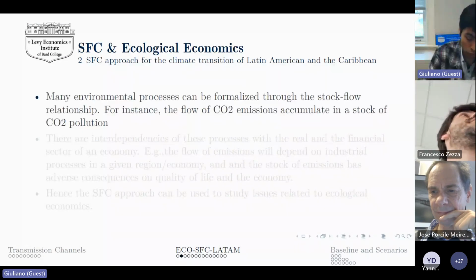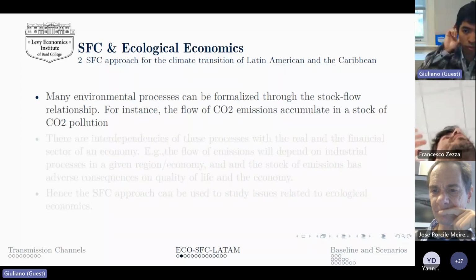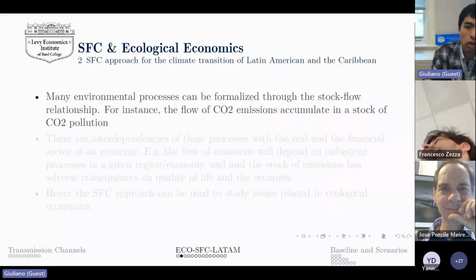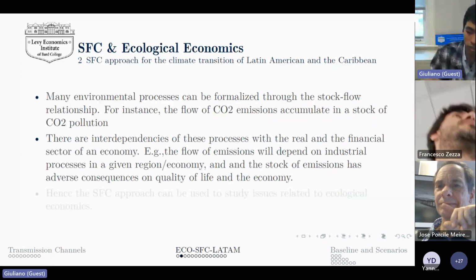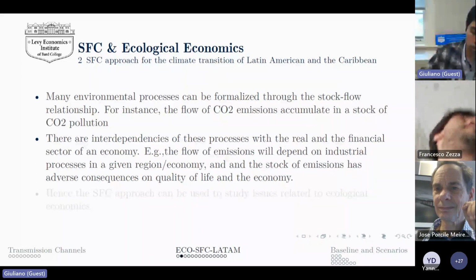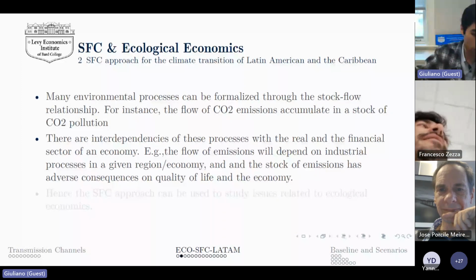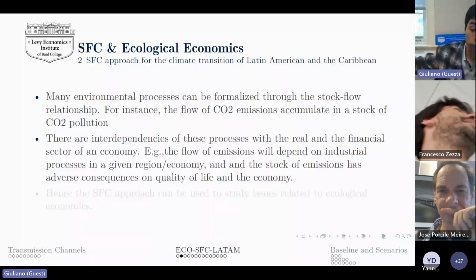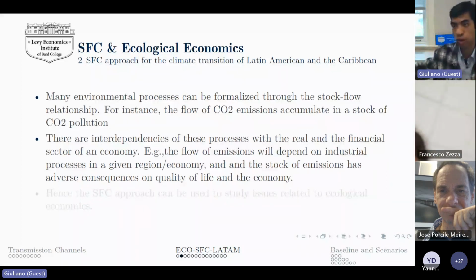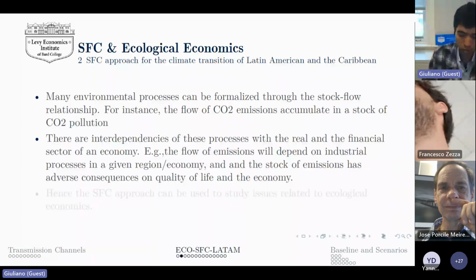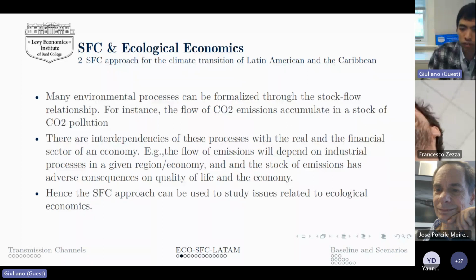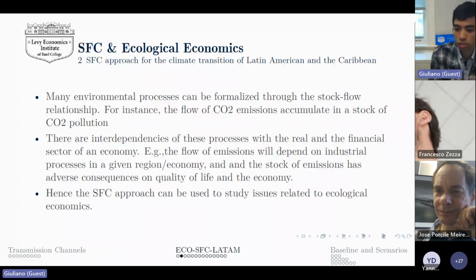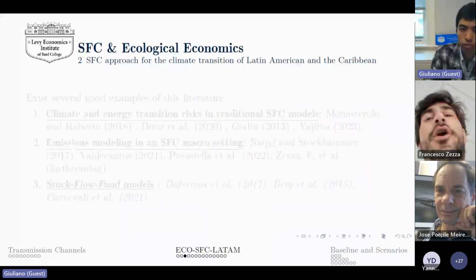So why SFC? Many environmental processes can be formalized through stock-flow relationships. Basically, it helps to disentangle the interdependencies in the economic system, both sectoral and, especially if we have a two-region economy, international or intra-regional. So the SFC approach can be used to study these issues related to ecological economics.